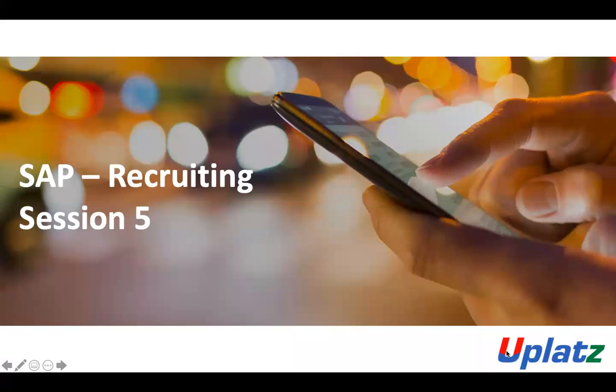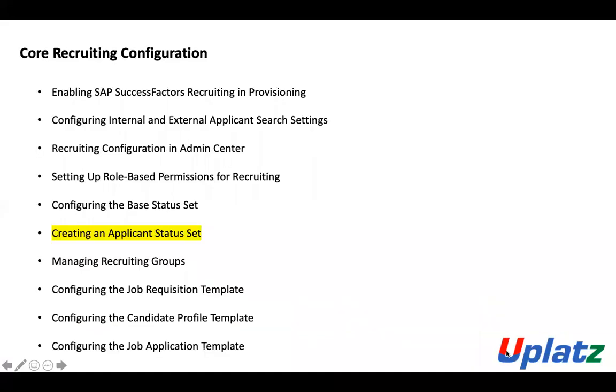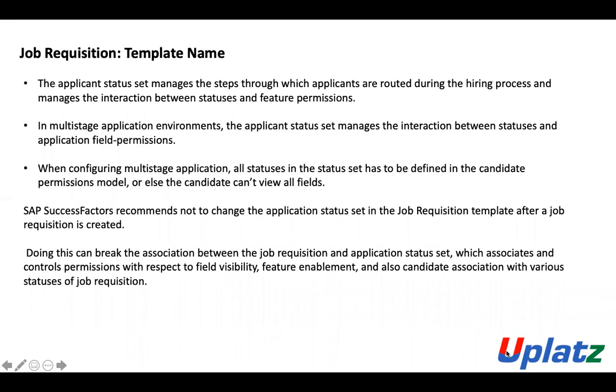So we will switch over to the next slide. In the last couple of slides, we talked about role-based permissions and configuring the base set, and we will also be looking at the application status set. Here it's going to tie up with the job requisition.